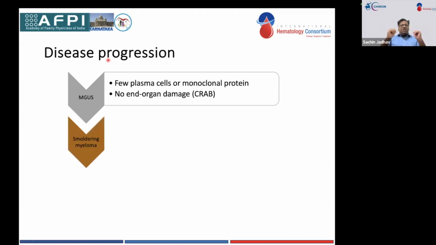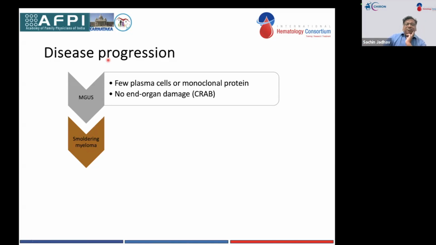So if you have 100 MGUS patients and you follow them for 10, 15 years, a small number of them will progress to myeloma. How small? 1% per year. That means today I have 100 patients with MGUS. Next year, 99 will remain in MGUS. One would have progressed to multiple myeloma. The year after, 98 will remain in MGUS. One more will turn into multiple myeloma. So only 1% per year. So MGUS is a very early stage. Don't treat, just follow them.